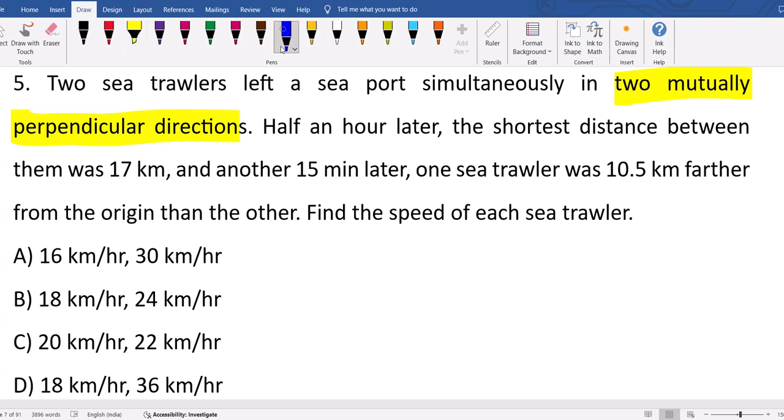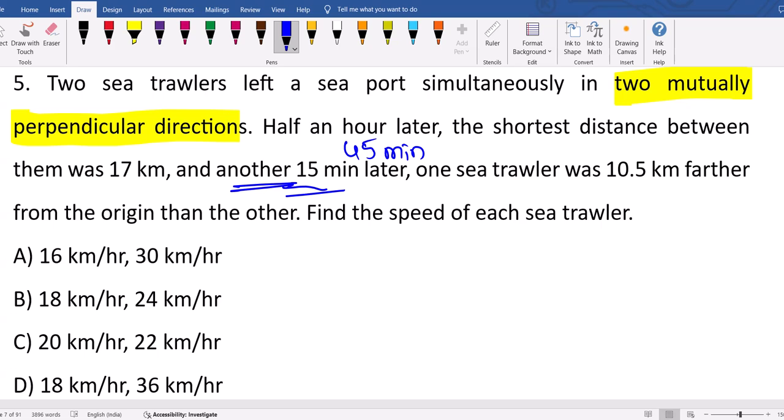Good question actually. Now, half an hour after that, the distance between them should be 17 kilometers. Right. 15 minutes after that, one person should be 10.5 more than the other, and 15 minutes later means 45 minutes totally. Guys, already half an hour is completed, no? For that half an hour, another 15 minutes is mentioned, so total 45 minutes.